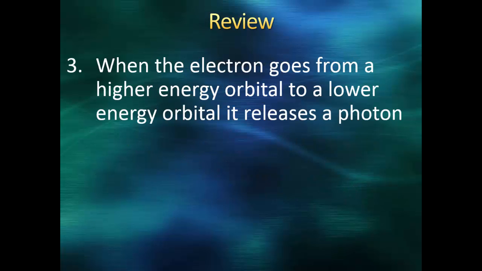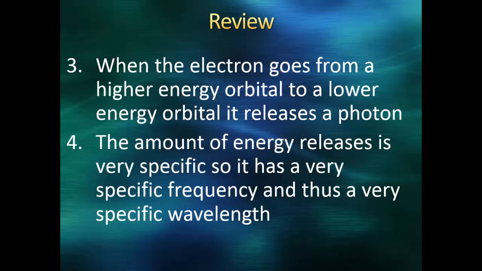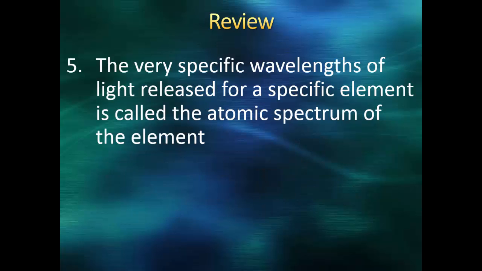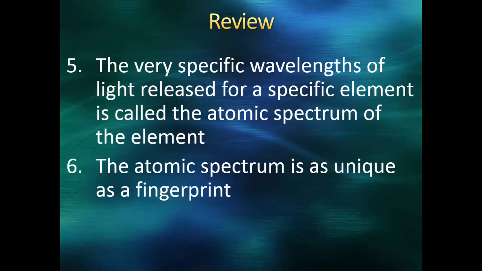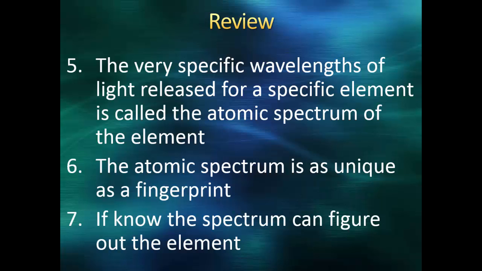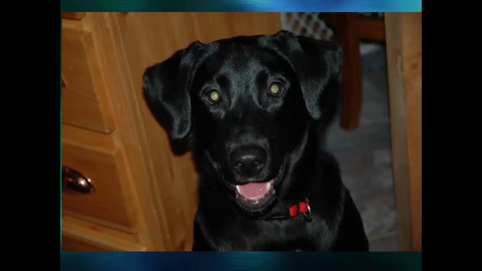When the electron goes from a higher energy orbital to a lower energy orbital, a photon is released. The photon released has a very specific energy, so it has a very specific frequency and thus a very specific wavelength. And these very specific wavelengths of light released for a specific element are the atomic spectra of the element. The atomic spectrum is as unique as a fingerprint is in humans. So if you know the spectrum, you can figure out the element or elements that are present. And that completes section 5.